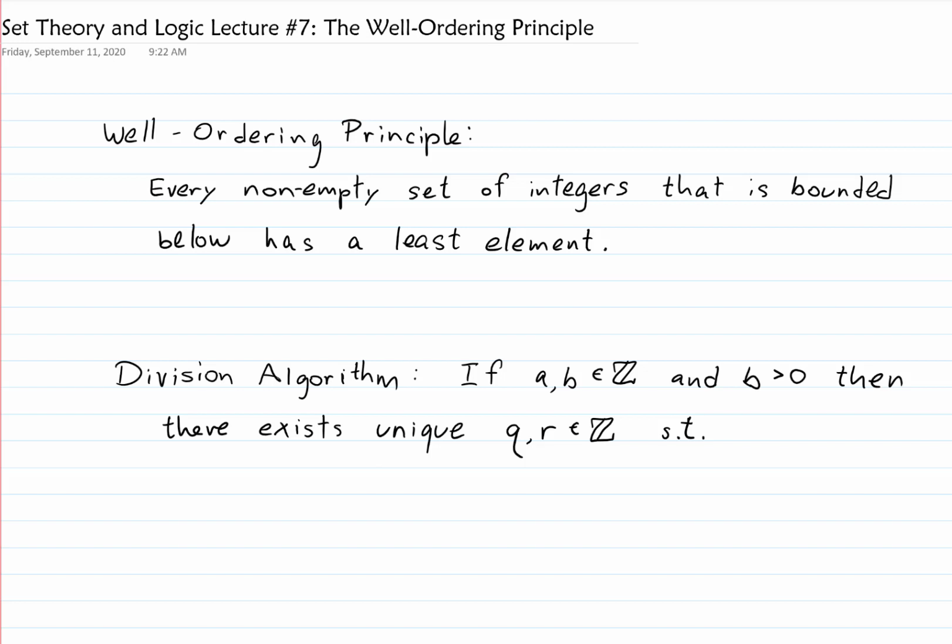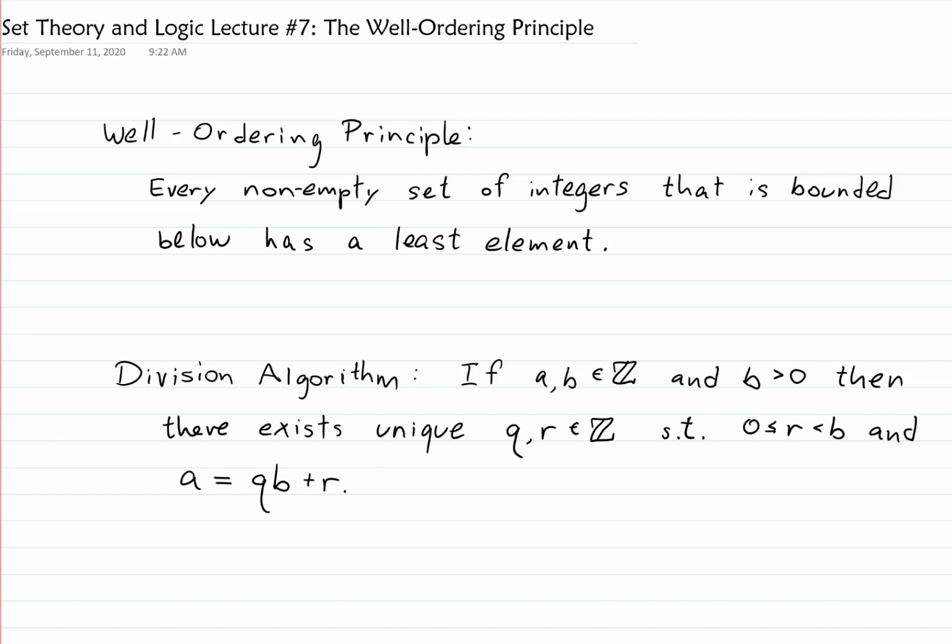Some people like this symbol for such that, but I don't personally like it because it looks like a backwards element symbol, and I'm just worried that that can cause confusion. So I never use that symbol for such that. I just use s.t. Okay, such that r is non-negative and less than b, and a equals q times b plus r. Okay, that's the division algorithm.